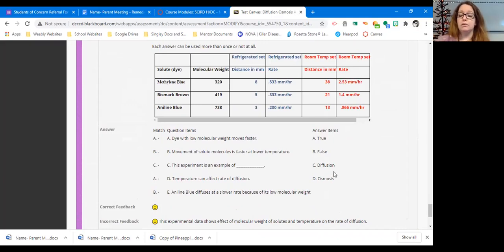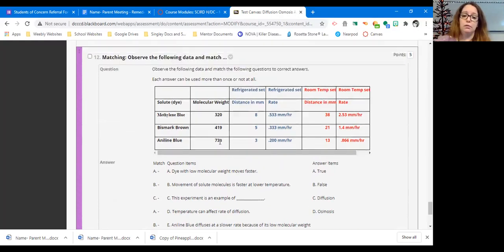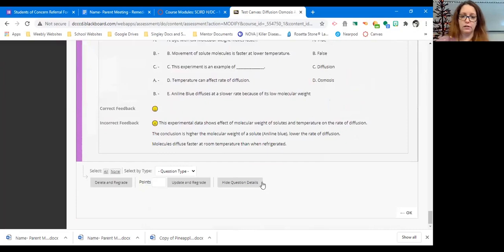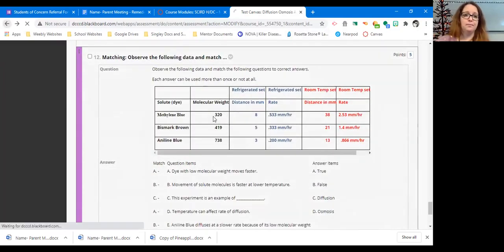This experiment is an example of apparently diffusion. I should really read this answer. Temperature can affect the rate of diffusion. Oh, A, B, C, A, right, okay. So temperature can affect the rate of diffusion, true. Aniline blue diffuses at a slower rate because of its low molecular weight. We see aniline blue has a high molecular weight and it diffused. So it diffuses slower because of its high molecular weight. So this is false. So that's that assignment.